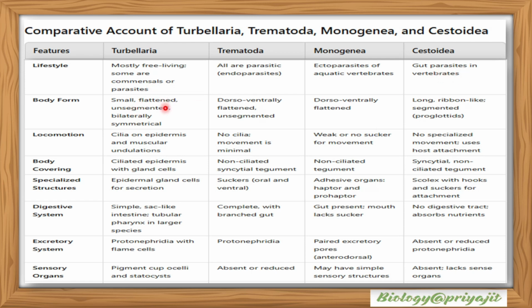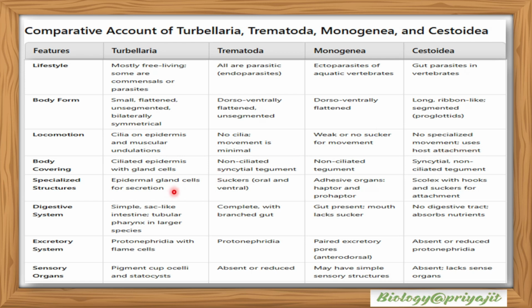Body form. Turbellaria are small, flattened, unsegmented and bilaterally symmetrical. Trematoda, dorsoventrally flattened and unsegmented. Monogenea, dorsoventrally flattened. But Cestoda are long, ribbon-like with a segmented body, that is proglottids. Locomotion. Turbellaria have cilia on the epidermis and muscular undulations. In Trematoda, there is no cilia and movement is minimal. In Monogenea, there is a weak sucker or none for movement. Cestoda have no specialized movement but use host attachment.